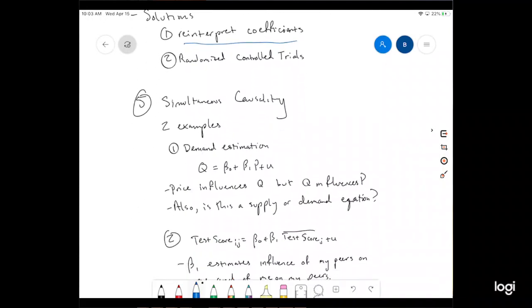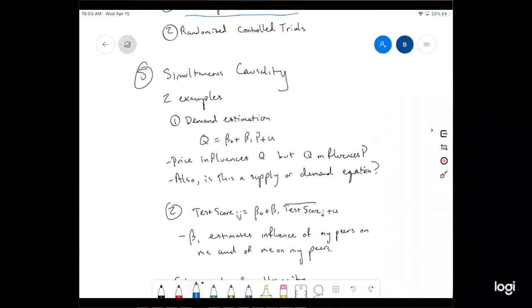Number 5, simultaneous causality. 2 main examples here. Well, first of all, what is simultaneous causality? Simultaneous causality is when we write down our model, we usually assume that X affects Y. So we're usually going to put the variable that we think is affecting on the right-hand side, the X side, and the thing that is affected on the left side, the Y variable. But what happens if Y also affects X? So what happens if the causality goes both ways?